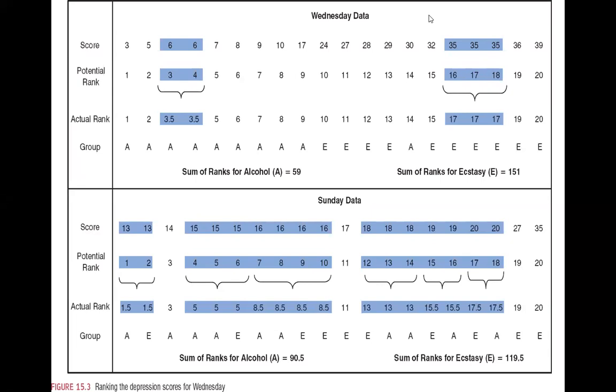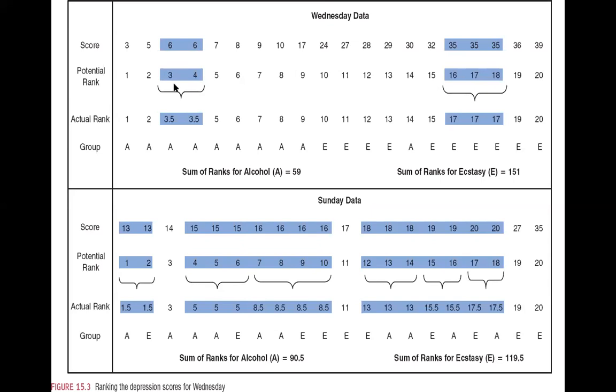Now, the rank. The lowest score gets rank 1, the next rank 2, and both are tied, so we are giving 3 and 4 ranks, and then 7 gets rank 5, and so on. The highest score gets the highest rank, 20.